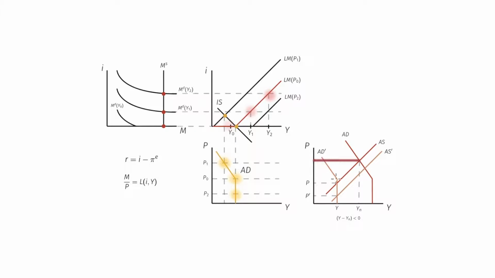Note that if this AD curve were not vertical, if it continued like this, this self-correcting mechanism would work. Note that this self-correcting mechanism shifts the AS curve, because the reduction in wages and resource prices will shift the aggregate supply curve to the right.